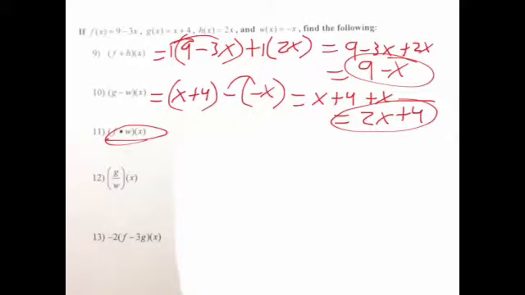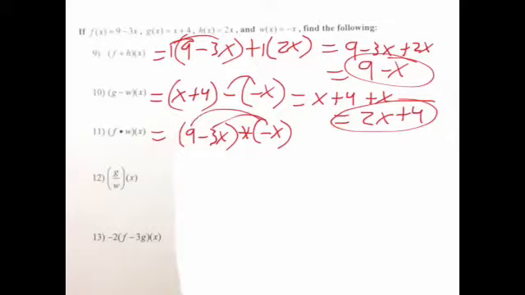And the next one says f times w, so write down what f is, which is 9 minus 3x. Write down what w is, which is negative x, and we need to times these, so we need to distribute that negative x through to get negative 9x plus, remember negative times negative is positive, 3x squared.